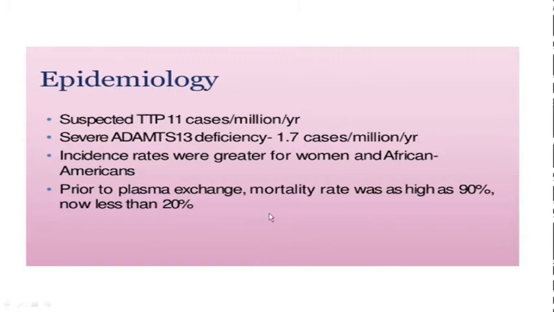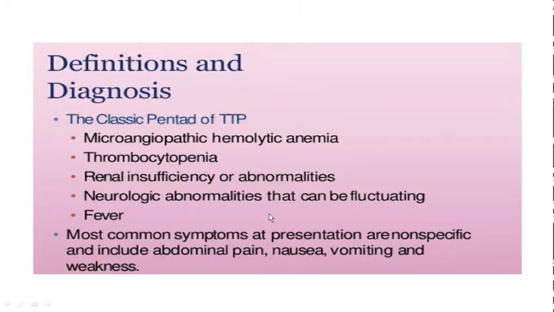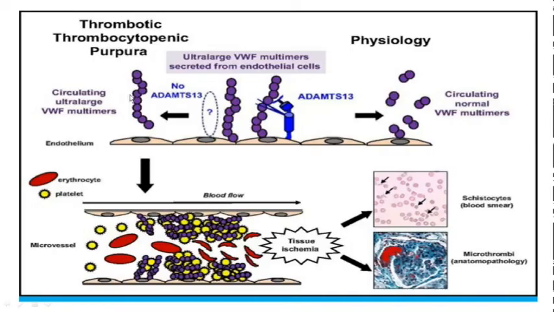So you have a classical pentad for TTP in the form of microangiopathic hemolytic anemia, thrombocytopenia, renal insufficiency or abnormalities, neurological abnormalities that can be fluctuating, and fever. These five form the classical pentad of TTP, and the most common presentation can be non-specific, like abdominal pain, nausea, vomiting, weakness.